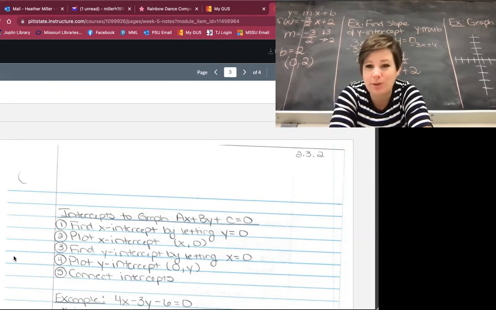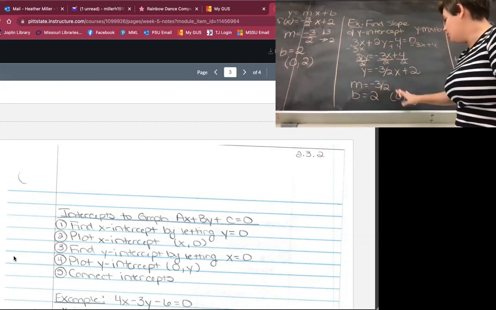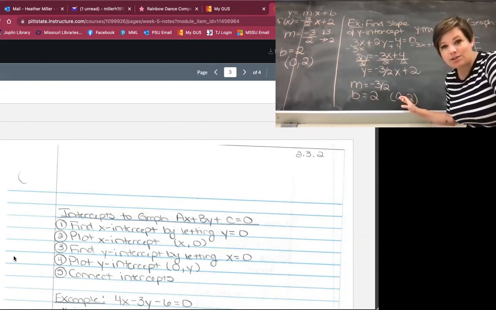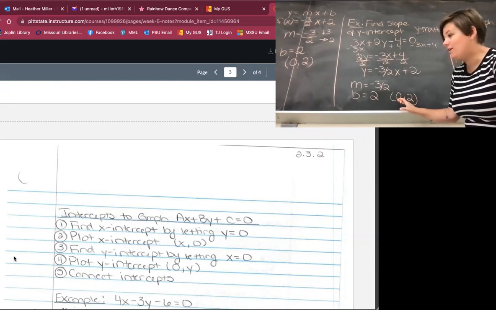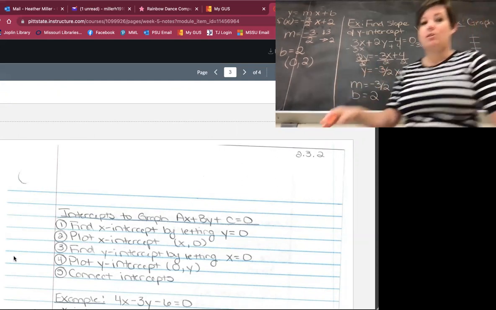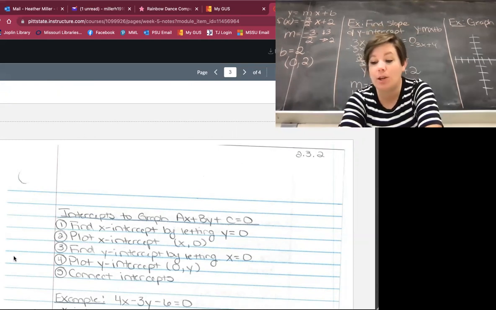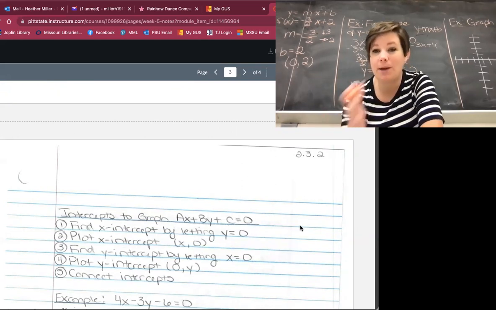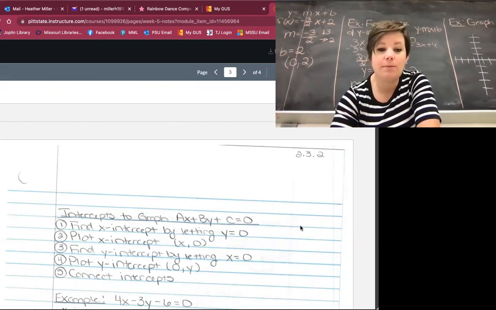So how do we find that? I mean, from here, we know our y-intercept, but we haven't said a single thing about our x-intercept yet, have we? And no, we haven't. And we don't want to be graphing to try and find it. So here's what you do. You find your x-intercept by letting y equal 0, because your x-intercept is of the form (x, 0).